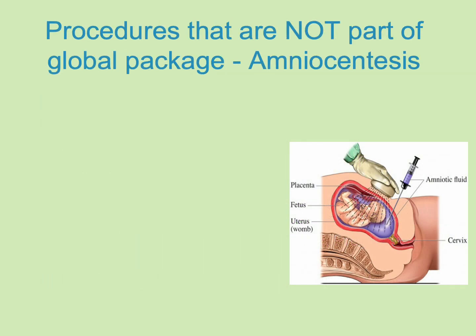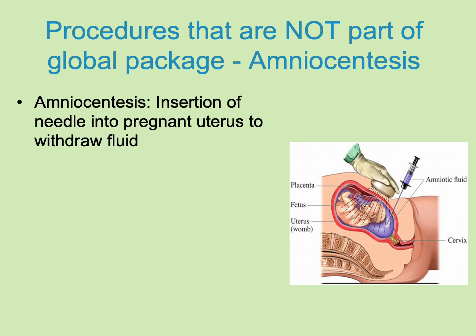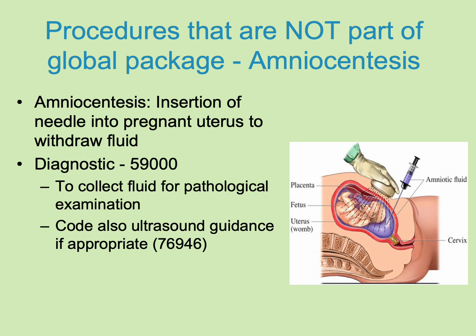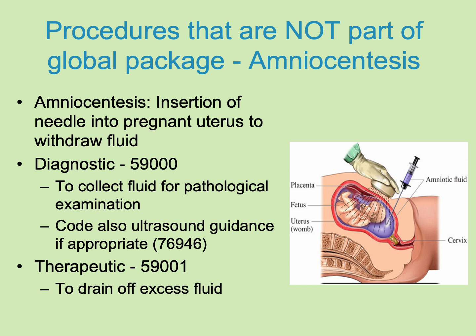So let's look at some procedures that are always outside the package. Let's look at amniocentesis. This is insertion of a needle into the pregnant uterus to withdraw fluid. If it's diagnostic, to examine the fluid to see what a problem is, it's 59000. To collect fluid for pathological examination, code also an ultrasound guidance code if ultrasound guidance was used. You want to be sure you're getting fluid, not poking the fetus, right? If it's therapeutic, if there's too much fluid and you want to remove some of it, it's 59001 to drain off excess fluid. And this includes ultrasound guidance.